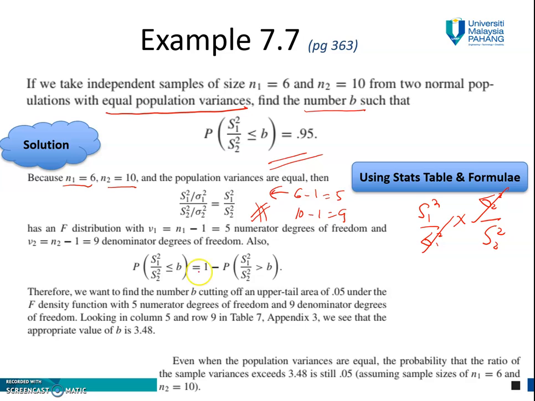So now you want to find this one. Since less than beta, you can also do it like this: 1 minus the probability that S1 square divided by S2 square is greater than B. This is the F distribution, isn't it? When you have the F distribution, it will be skewed to the right. So here we want to find the number B, cutting off an upper tail area of 0.05 under the F density function with 5 numerator degrees of freedom and 9 denominator degrees of freedom.